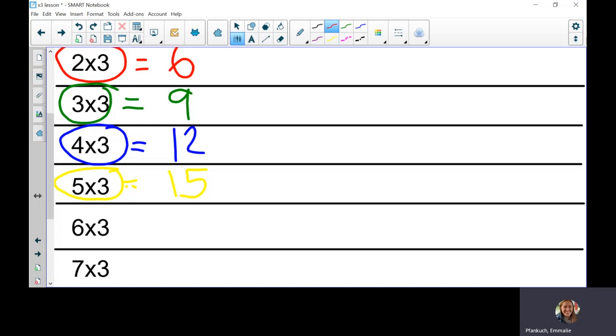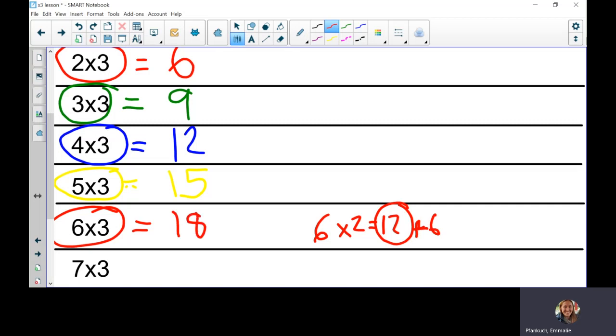Let's keep going with this. 6 times 3. I think for this one, I want to try to double it. I'm going to double 6. So 6 doubled equals 12. Now I'm going to add 6 more. I know that 6 plus 12 is 18.